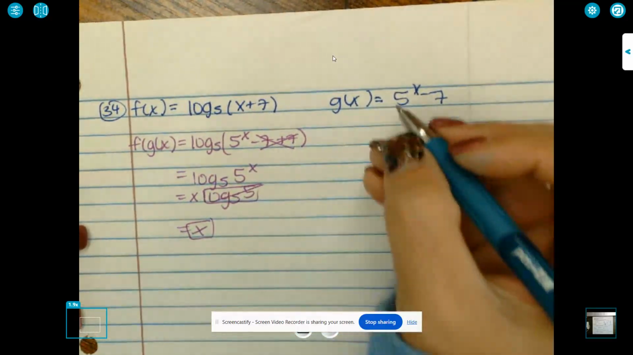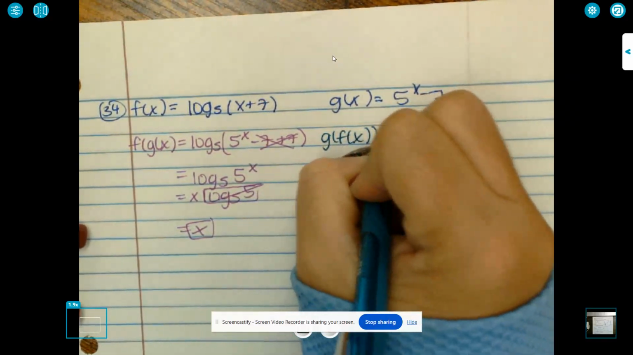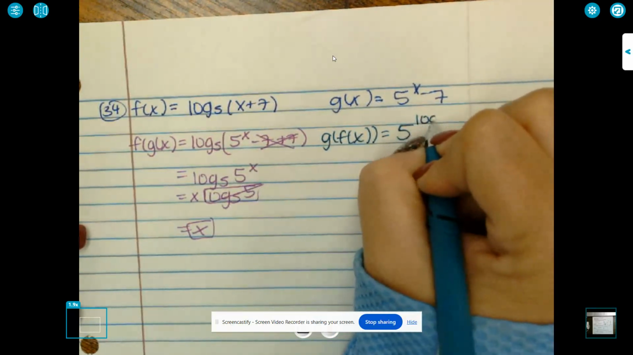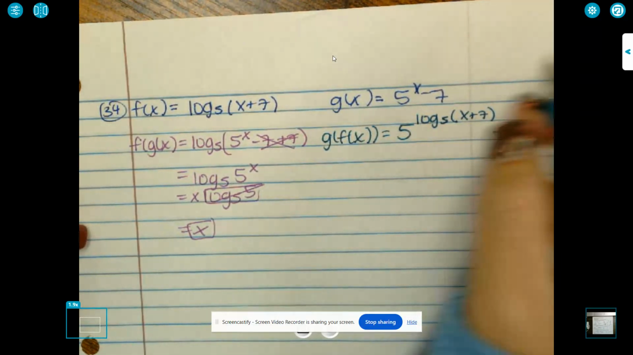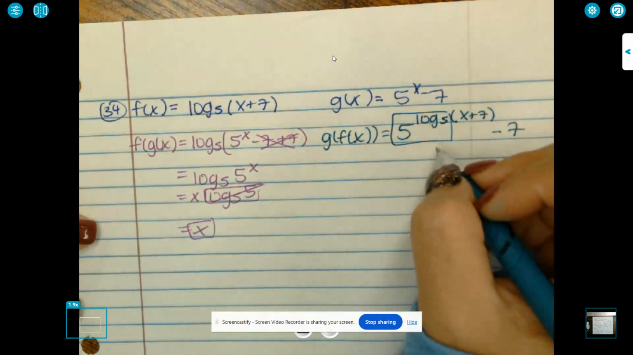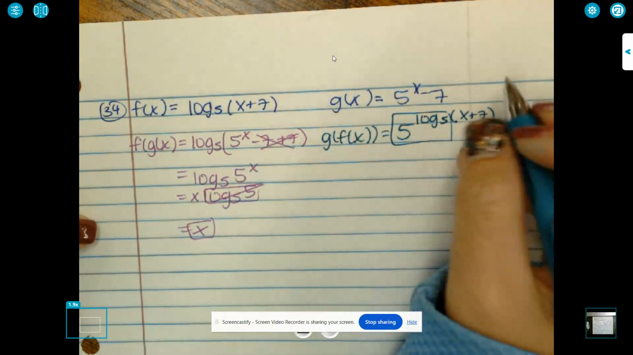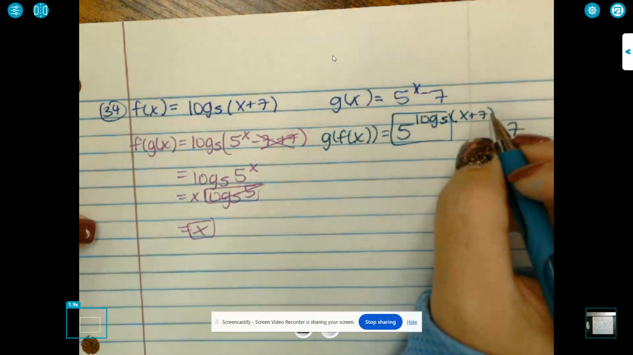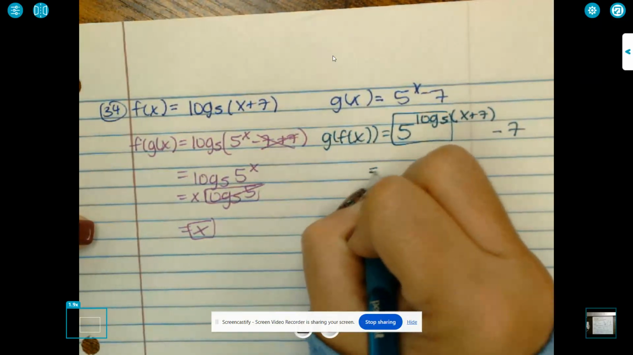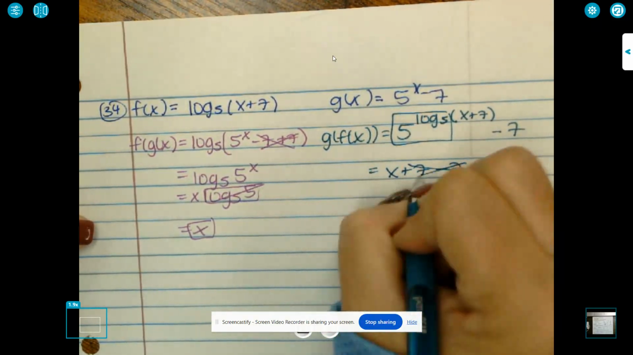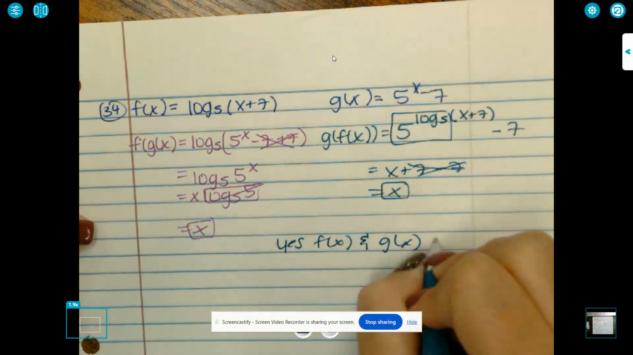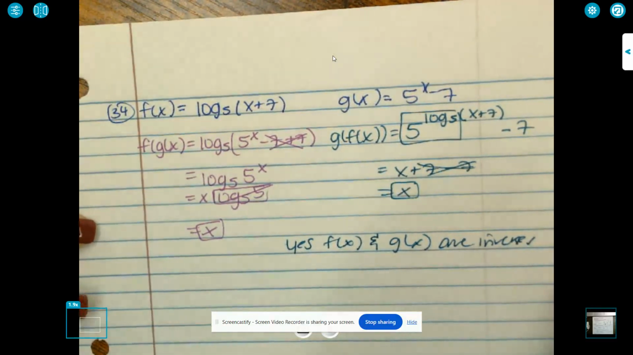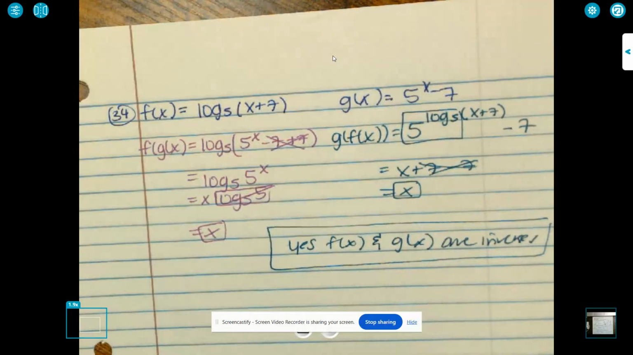All right, f into g. A log A becomes 1, so basically they cancel each other out, which gives me x. So they are inverses.